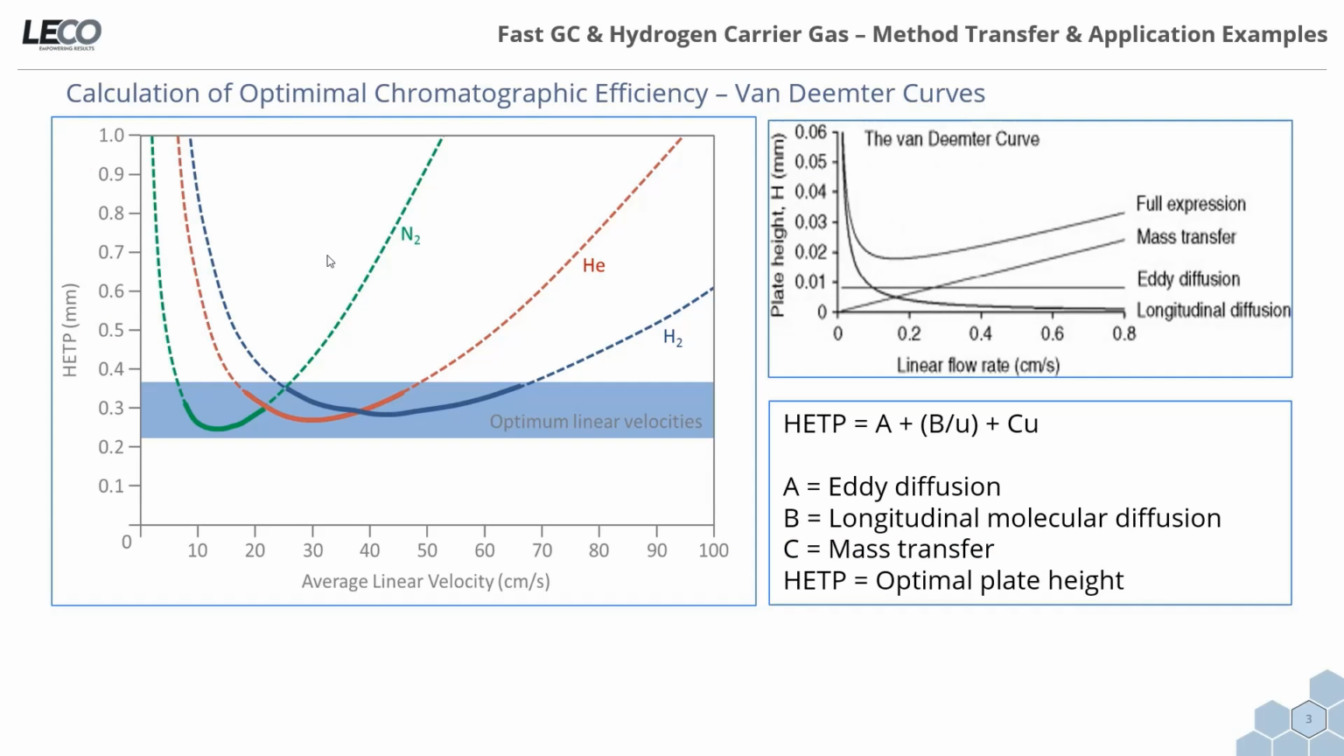Let's start by taking a look at a very familiar plot, the Van Deemter plot. The key advantage when you switch from helium to hydrogen is that you can operate at optimal plate height, optimal chromatographic efficiency, but over a wider linear velocity range. And you can see the blue curve, which is for hydrogen, is within that range over a wider velocity range compared with the red line there for helium.